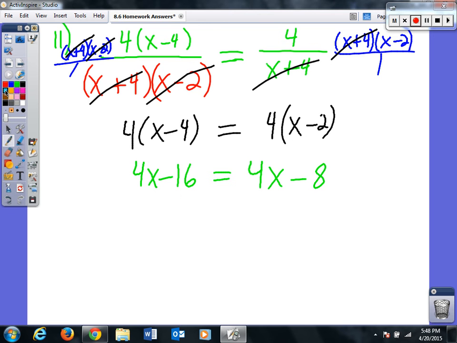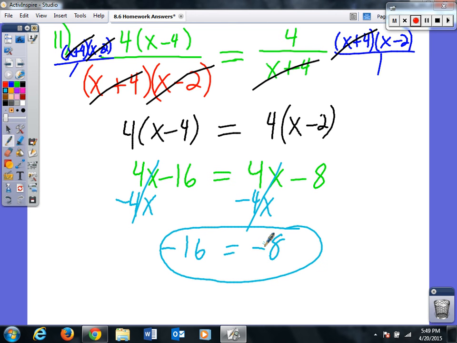If we try to subtract 4x from both sides, this will cancel here. We get negative 16 equals, and this will cancel here. We get negative 8. So we get negative 16 equals negative 8. Well, that's weird, to say the least.